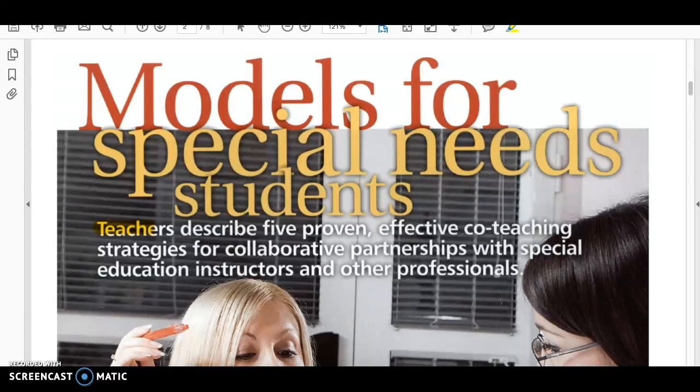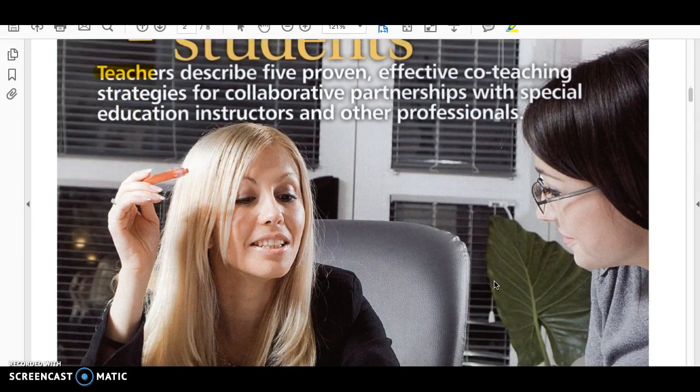The article I'd like to share is entitled Models for Special Needs Students. And this is teachers describe 5 proven effective co-teaching strategies for collaborative partnerships with special education instructors and professionals. So we're going to look through this article briefly.